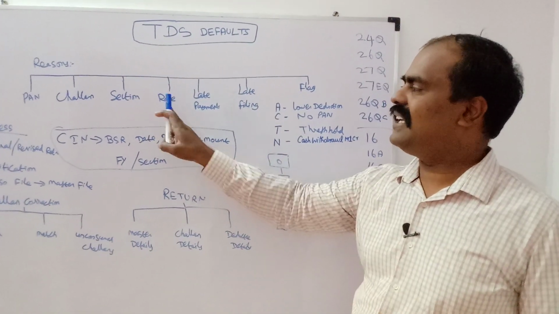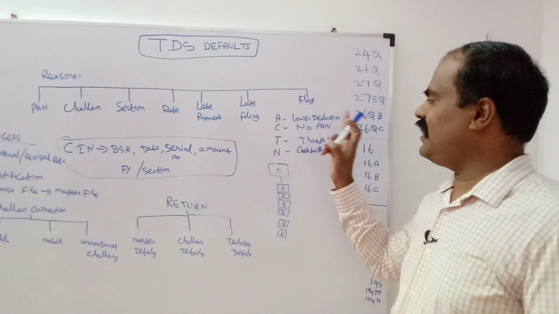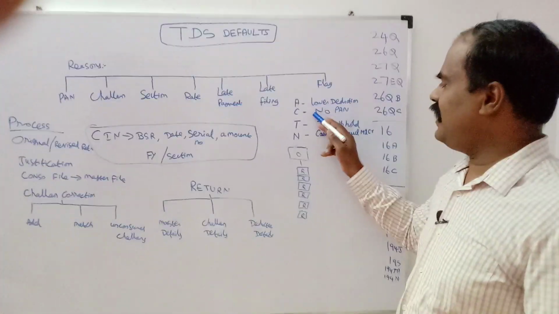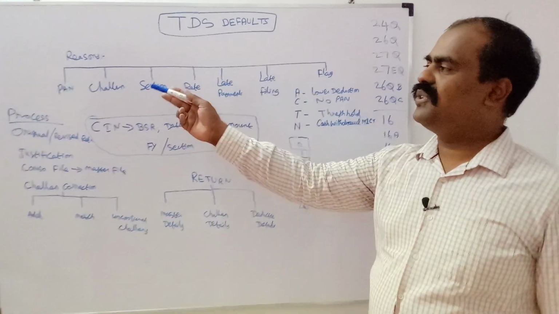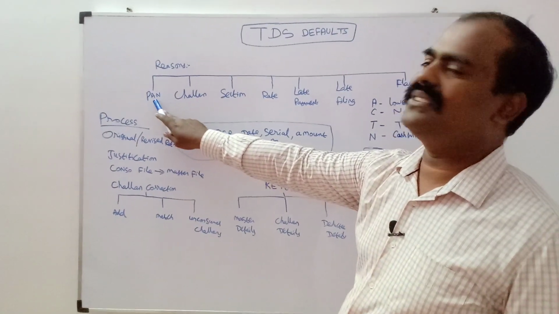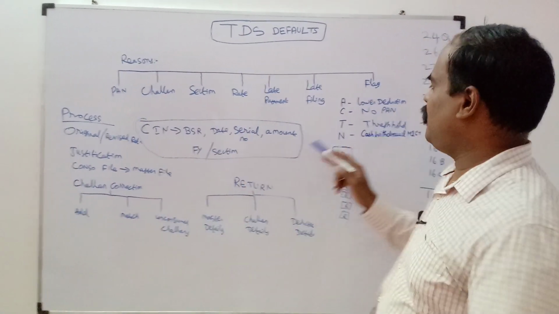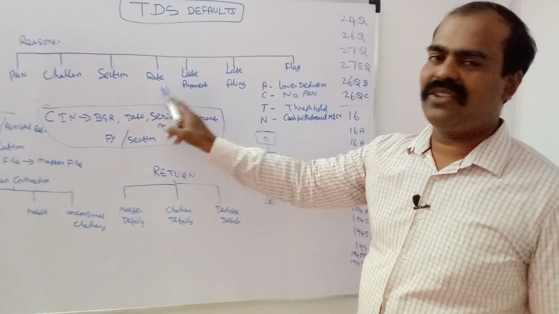If you are deducting, then immediately you will get this rate by default. So you have to select A and you have to type the number. Then no PAN, the flag is C. If there is no PAN, then you have to deduct 20%. Either you can classify here, but the issue is here only PAN error. But here, if it is no PAN, then you have to select C and you have to deduct 20%.